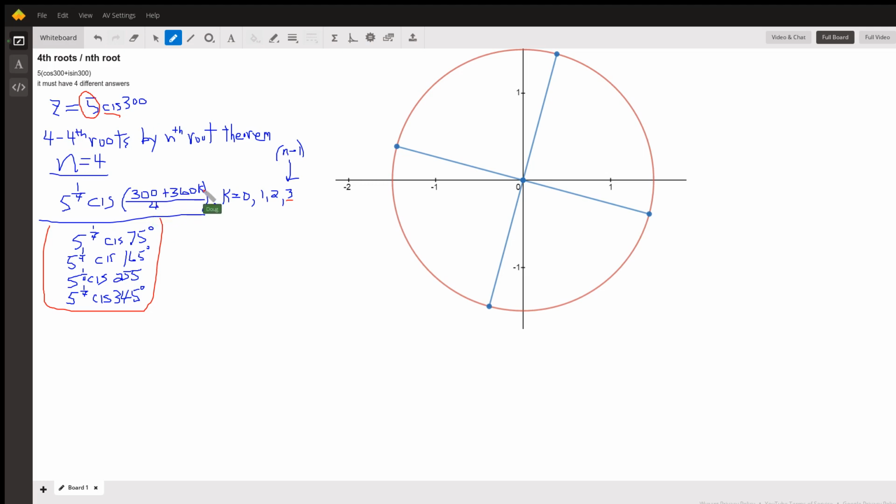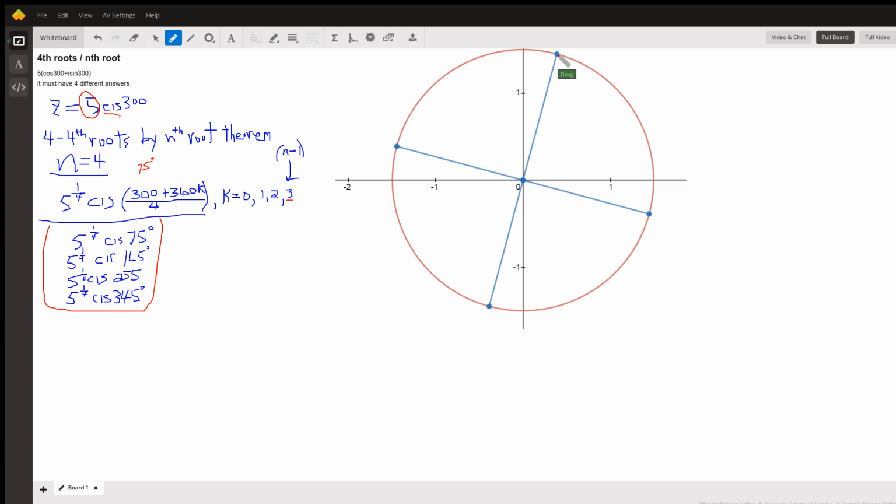Now, if you put 0 in for k, you get 300 divided by 4 is 75. If you put 1 in for k, you get 300 plus 360 is 660 divided by 4 is 165. And you could keep going that way, but what you start to notice is that 4 goes into 300 75 times, and then 4 goes into 360k 90k times. So we're just going to keep adding 90 to 75, and then 90 to that result, and 90 to that result, and then 90 to that result.